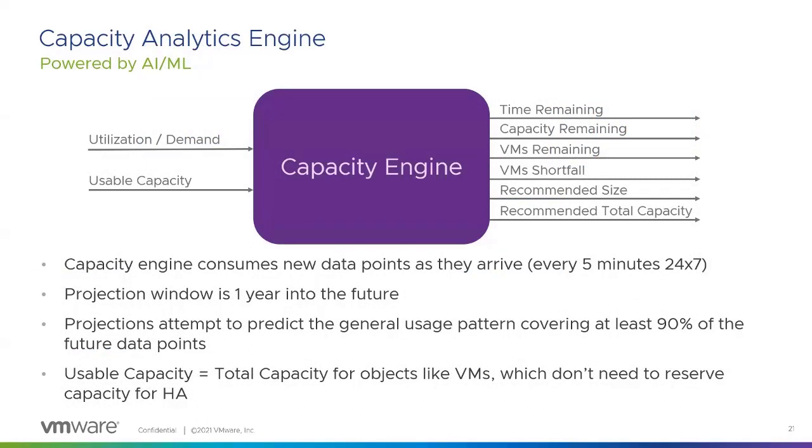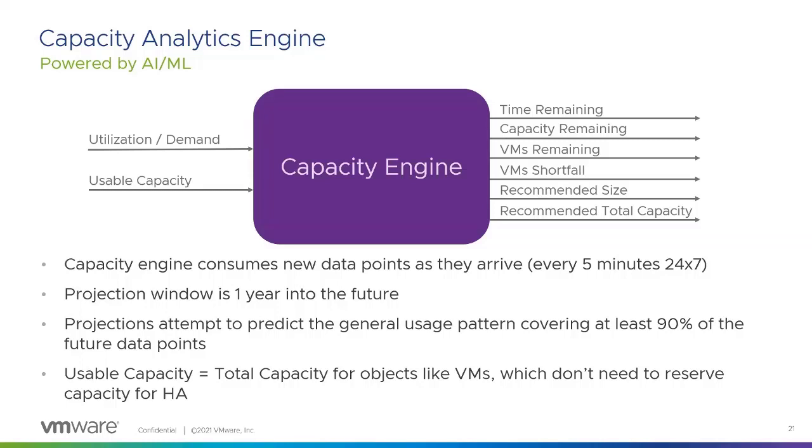Next I want to talk a little bit about the engine itself. Basically what comes into the engine is your utilization or demand, and then the usable capacity of the object you're looking at. And then from the other side you get some metrics like time remaining, capacity remaining, VMs remaining, VM shortfall, recommended size, and recommended total capacity. So you feed all that in, and you get this additional data coming out of it. And like I said before, this happens every 5 minutes.